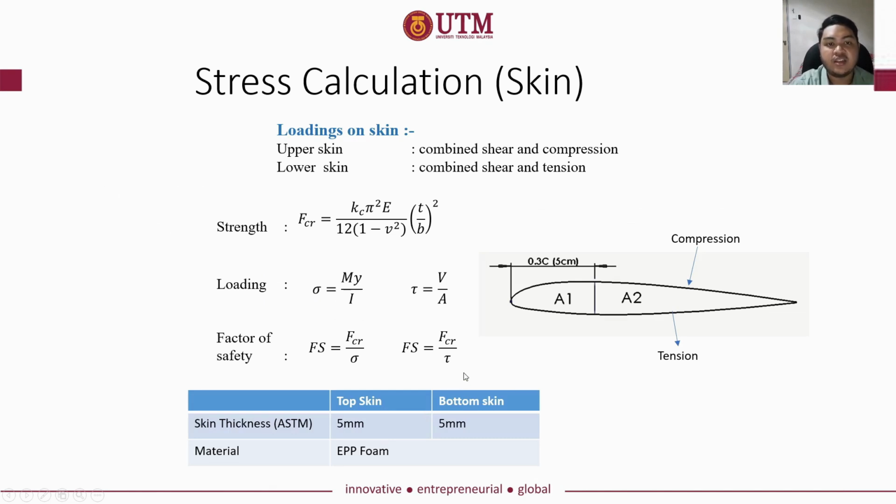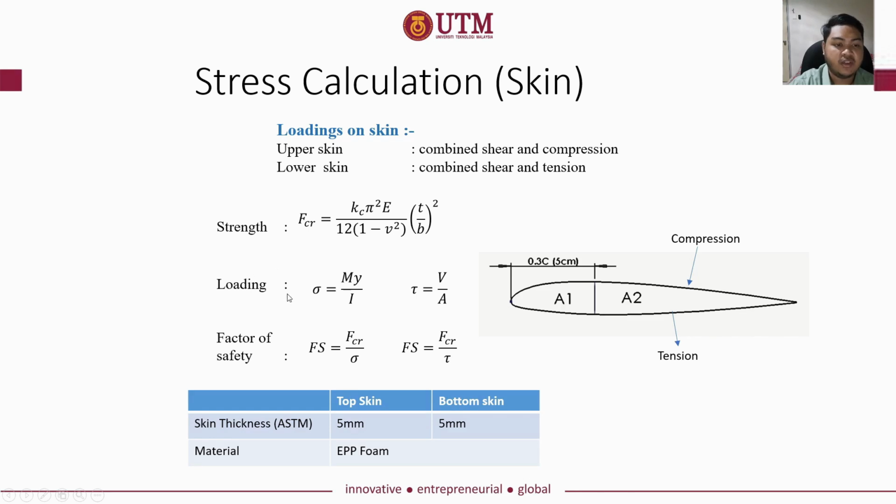Here is the skin analysis. The loading on the skin is divided into two parts, the upper skin and the lower skin. The upper skin experiences combined shear and compression, and the lower skin experiences combined shear and tension. Here there will be compression, and here on the downside tension occurs. The same goes for the previous analysis.